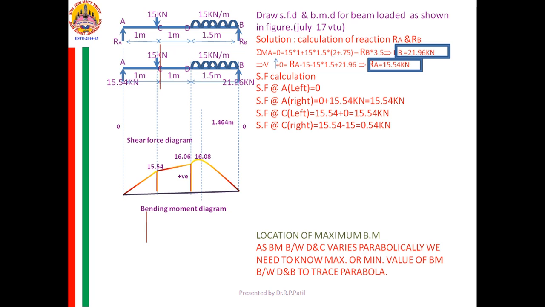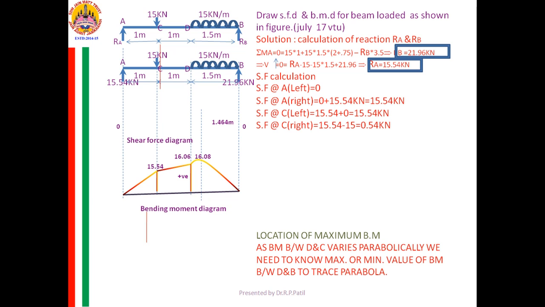SF at right of C I have calculated. Next is SF at D. What he has told? Left and right of point load, beginning and end. For UDL, we are not doing it left and right, beginning and end. And he didn't tell anything in connection with the couple. Leave it. Couple will not come in the calculation for the SF.